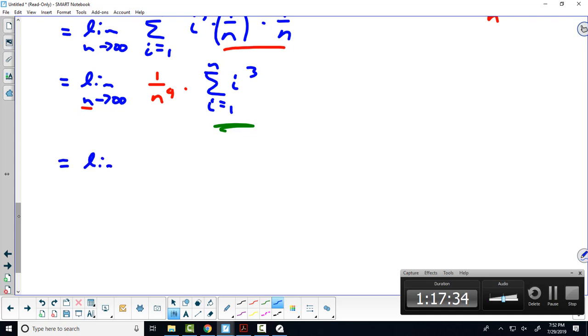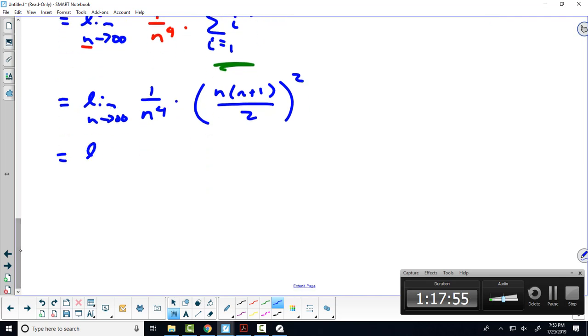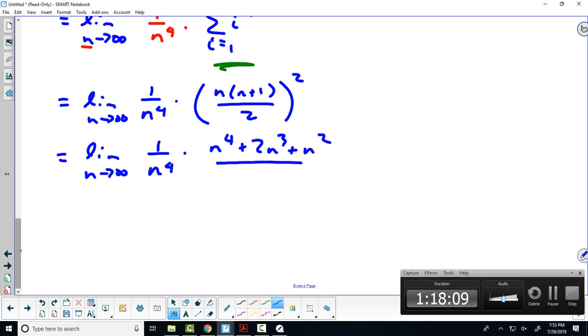So we get the limit as n goes to infinity of 1 over n to the fourth. And then what did I say at the very beginning this evaluates to? The sum of the first n cubes evaluates to be n times n plus 1 all over 2, squared. So we clean that up. We get the limit as n goes to infinity. Trust me that if I FOIL it out, we end up with n to the fourth. Oops, let's go ahead and put the 1 over n to the fourth here. If I FOIL that out, I get n to the fourth plus 2n cubed plus n squared all over 4.